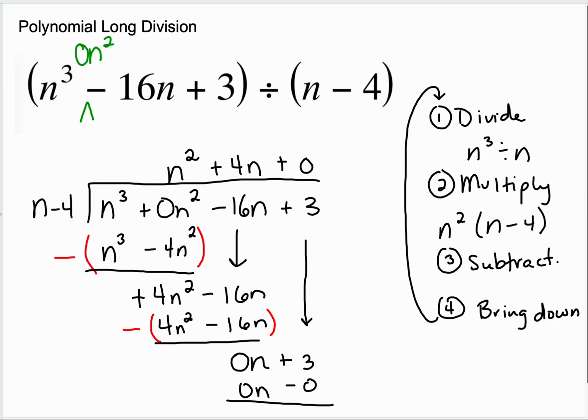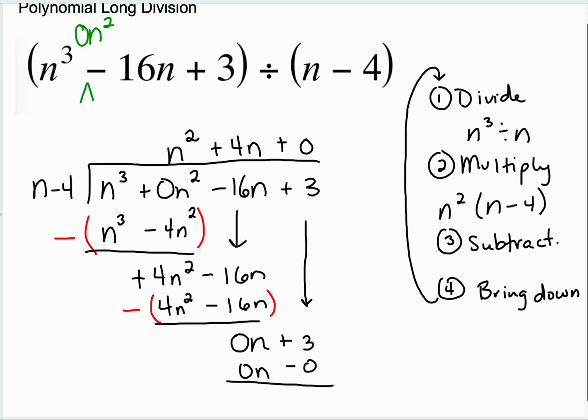And I'm going to then subtract both terms. So I'm distributing that minus sign, so this essentially becomes a plus. It doesn't really matter because it's 0, and so I have 3 as my remainder. And so I'm going to write my remainder as a fraction, 3 over n minus 4.